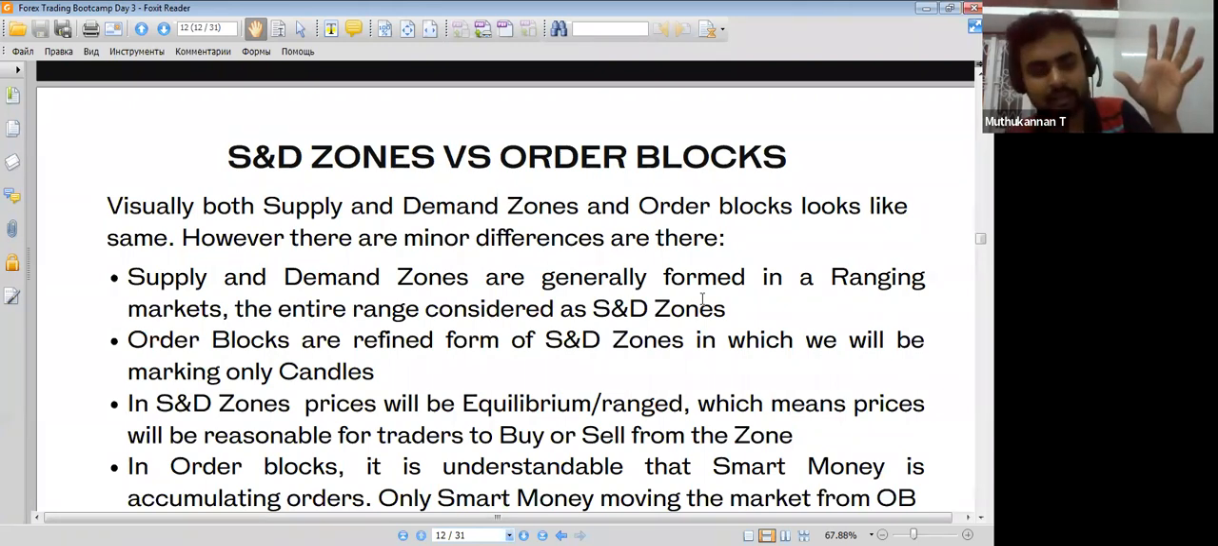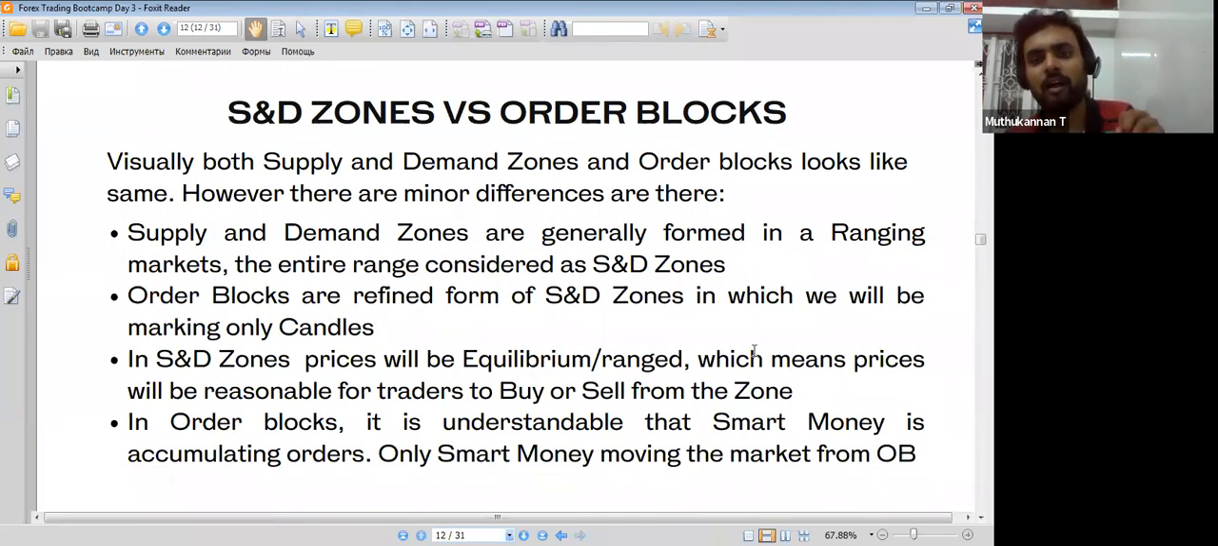In supply and demand, we will be taking trades based on the price movements, right? If the price is higher, then people will be selling. If the price is lower, then people will be buying. That logic is involved. But with an order block, it is completely that smart money is accumulating orders here, or smart money is trading there. They are involved in that. That is the reason the market is going.